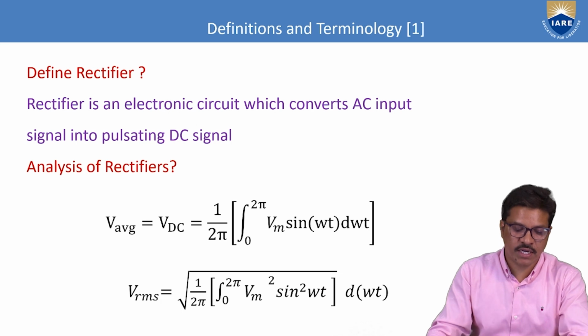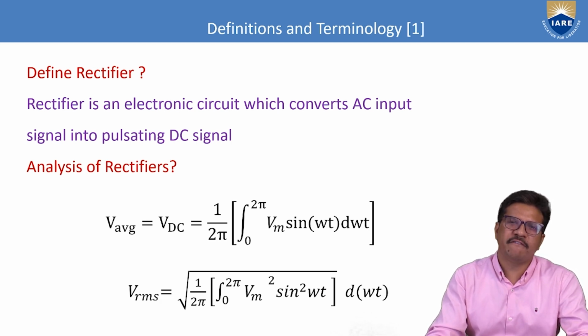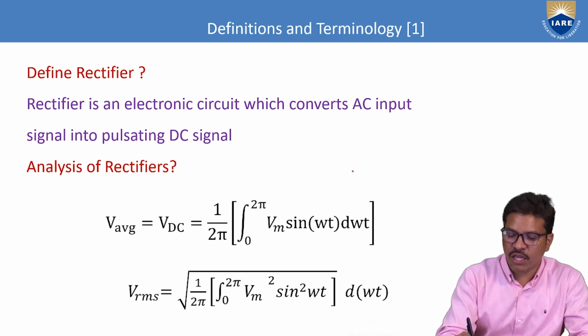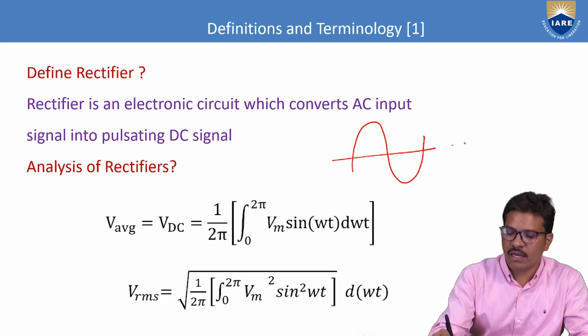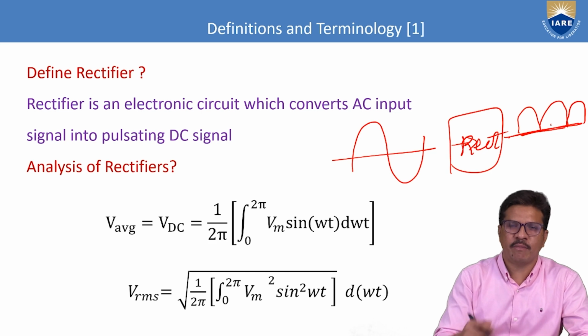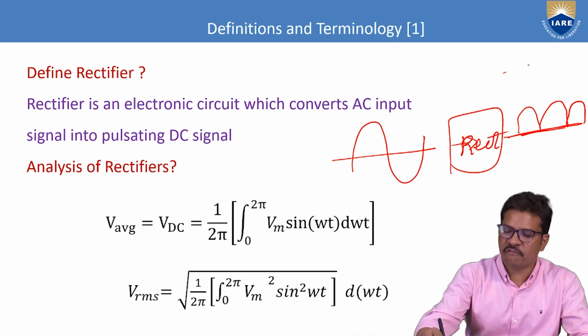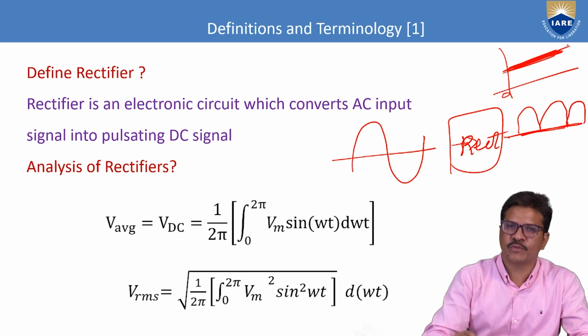And finally, we will see the rectifier. The rectifier is an important application of a p-n junction diode. A rectifier is an electronic circuit which converts an AC input signal into a pulsating DC signal. This pulsating DC can be further processed to get perfect DC, pure DC with no fluctuations.